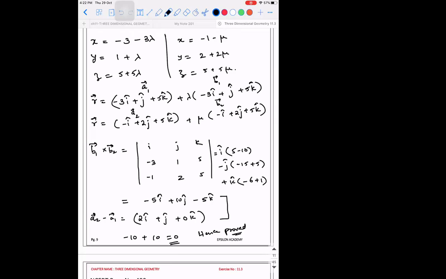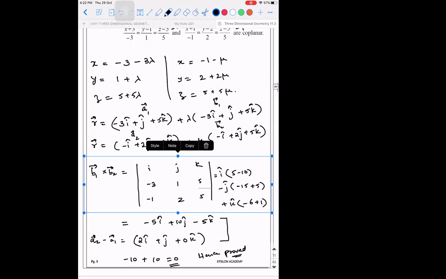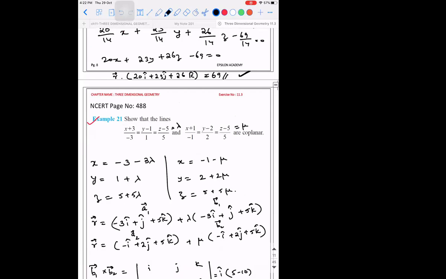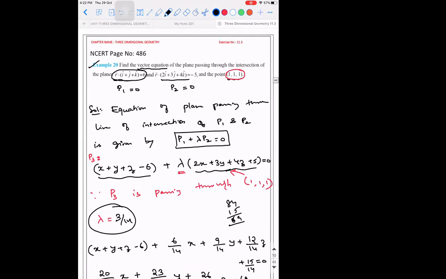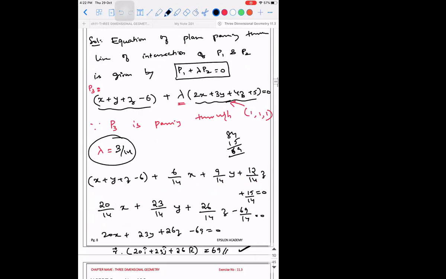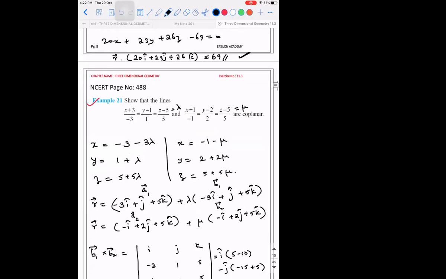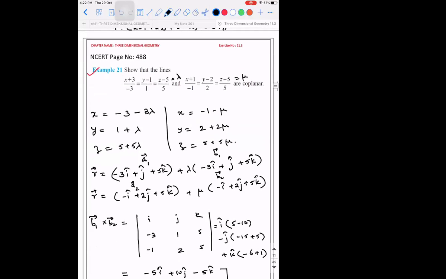So by now you should have understood. Some important points I'm trying to mention here. When you're trying to find the vector equation of a plane that is passing through the intersection of two planes, try to write them in the Cartesian form and then solve. Whereas if you're trying to find the coplanarity and they have given you in Cartesian form, try to convert it into vector form and then solve. So you will get this by practice. You will know when to deal with which form.